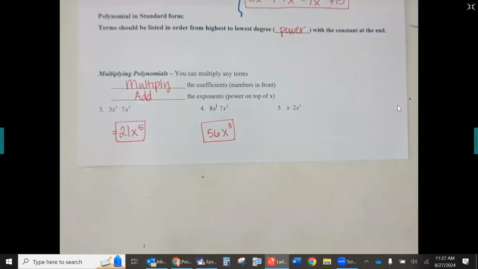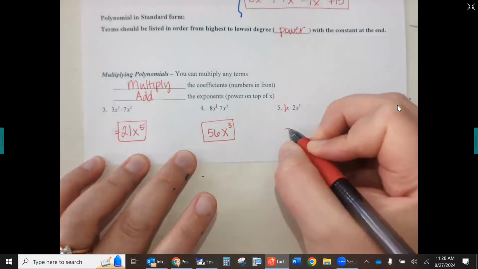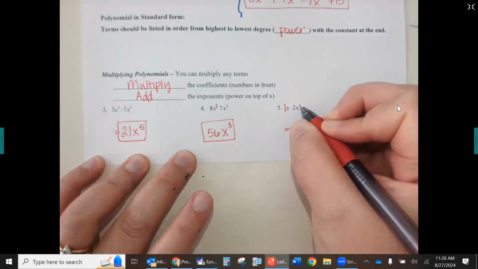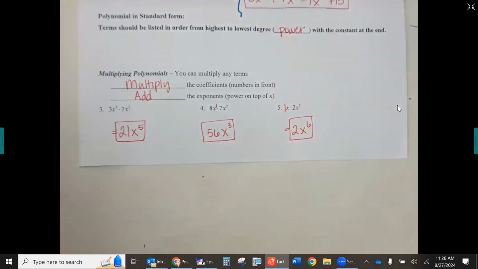Okay. Last one, no number in front. What number is it? 1. What about no number up top? 1. So I'm gonna do 1 times 2 in front is 2. And then x and x5 makes x6. Okay, turn the page. We're not gonna do all of these. We're just gonna do maybe a couple more examples to make sure you get it.